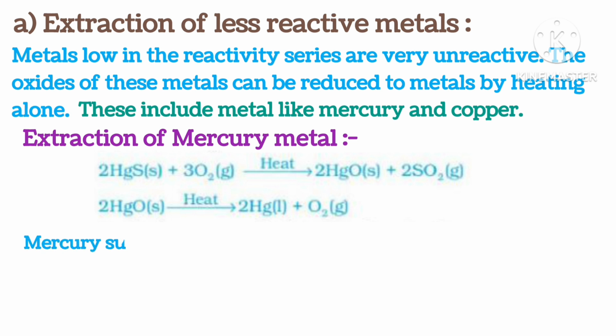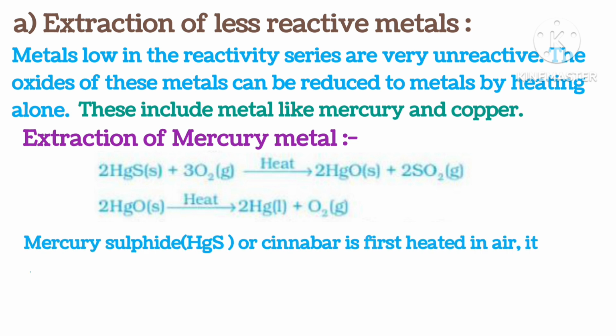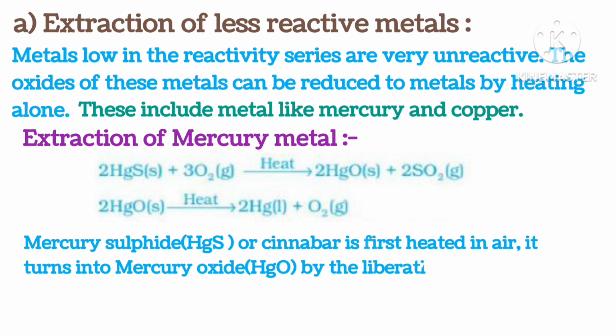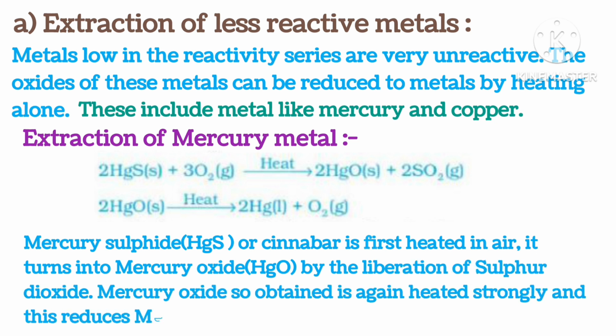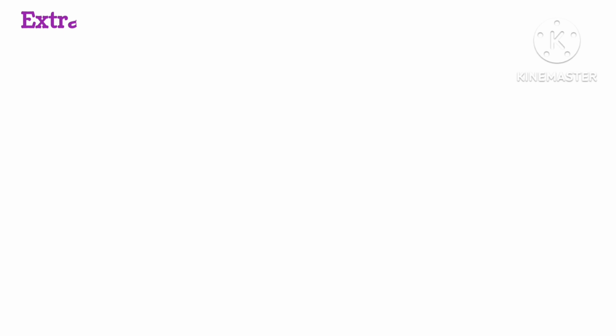As you can see here, mercury sulfide or cinnabar is first heated in air. It turns into mercury oxide by liberation of sulfur dioxide. Mercury oxide so obtained is again heated strongly and reduces into mercury metal.